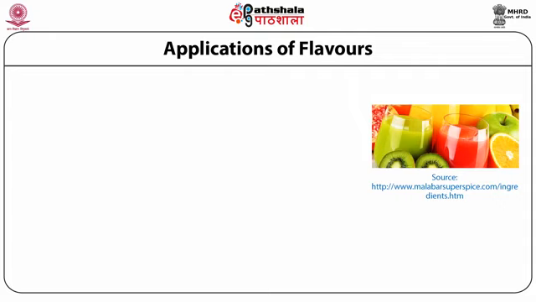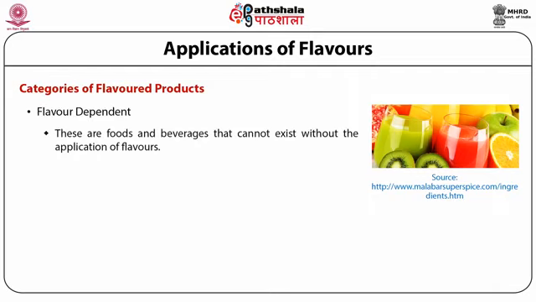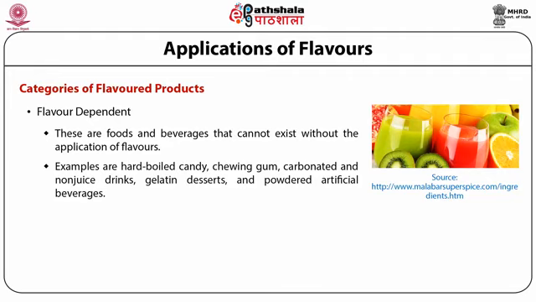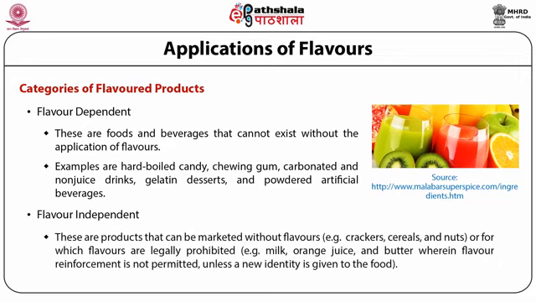So applications of flavors include different categories of flavored products. One we may categorize as a flavor dependent product. The product itself doesn't have flavor, it has to be flavored to increase its acceptability, or the product will be rendered unacceptable. So we can have some examples like hard boiled candy, chewing gum, carbonated and non-juice drinks, gelatin desserts, etc. The other category is flavor independent product. So these products can be marketed without flavors like crackers, cereals and nuts. So here we need not add any flavor, it has its own flavor.